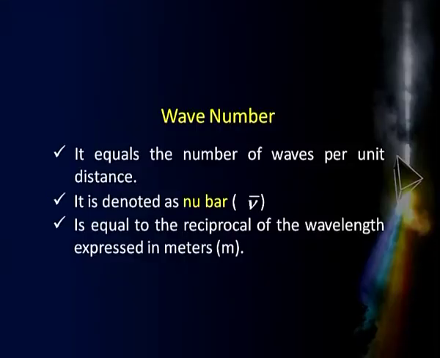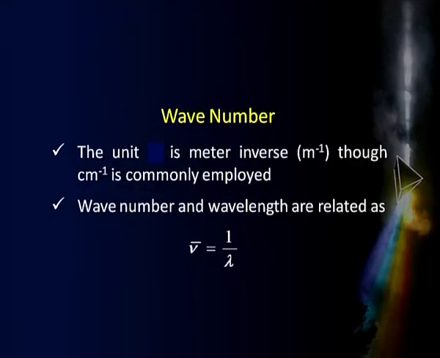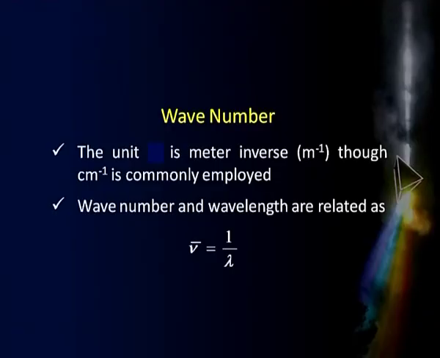Let us see. This is the reciprocal of wavelength expressed in meters. The symbol of wave number is nu bar, and nu bar is equal to 1 by lambda. So, the wave number is the number of waves per unit distance, where lambda is the wavelength. As wavelength goes up, wave number goes down. As wavelength goes down, wave number goes up. So, again it is an inverse relationship.